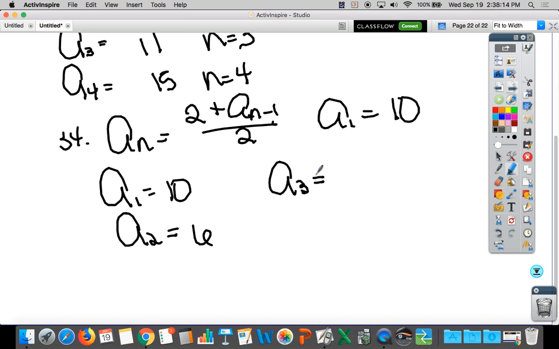A sub 3, 2 plus my previous term. 3 minus 1 is 2. The a sub 2 is 6. 2 plus 6 is 8. Divided by 2 is 4. The fourth term, 2 plus 4 is 6. Divided by 2 is 3. That would be a very hard formula to come up with if you had to look at 10, 6, 4, and 3 as your pattern.